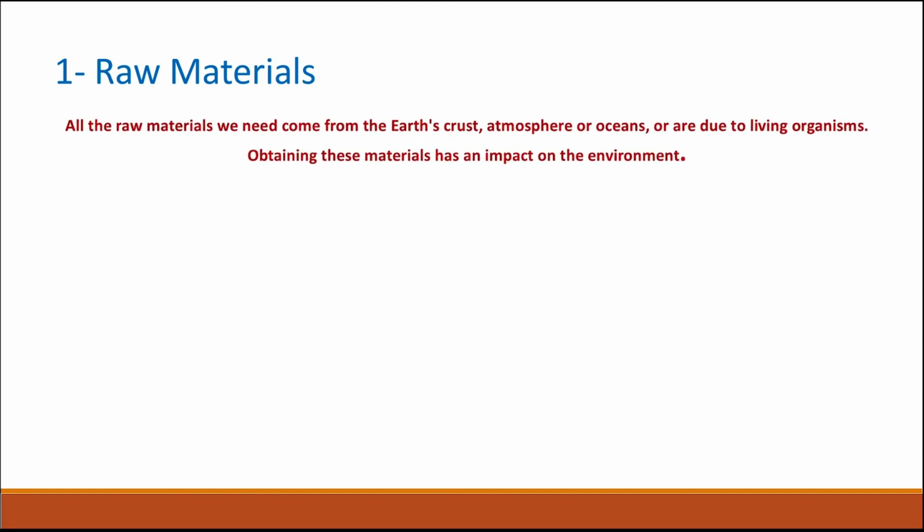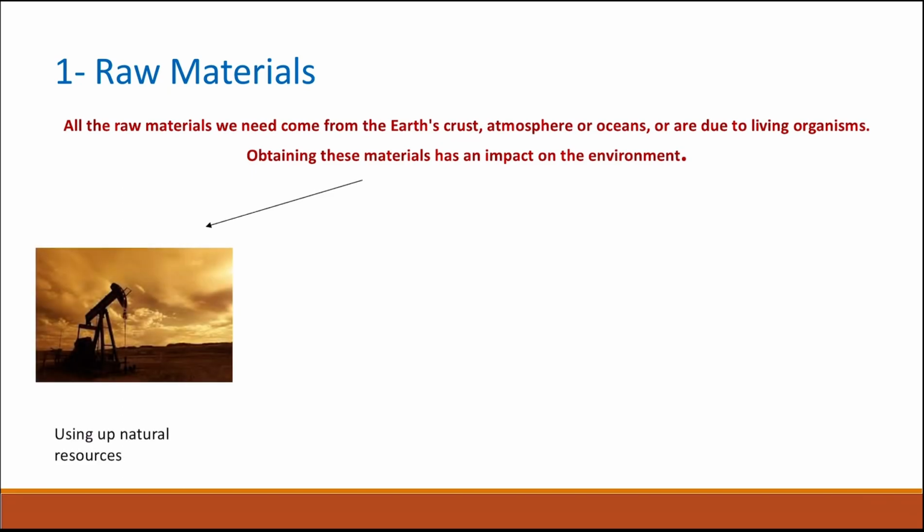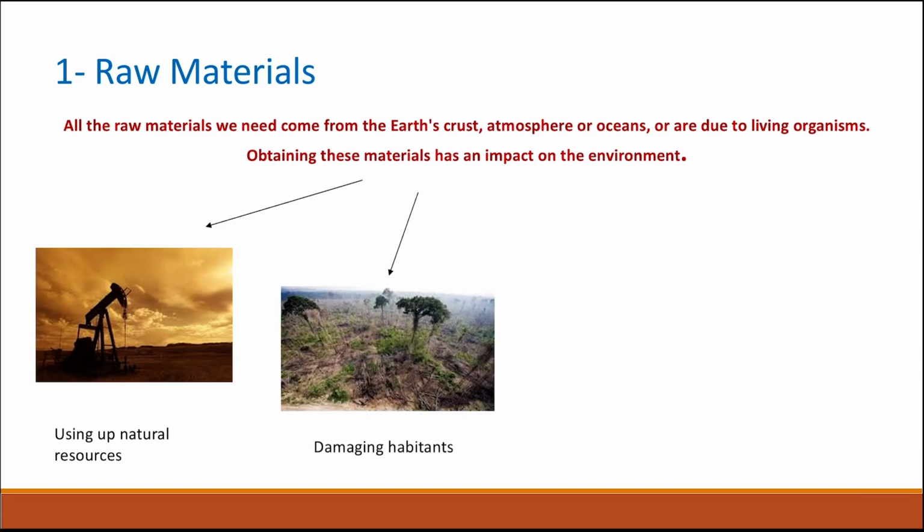Firstly, the raw material. All the raw material that we need will come from Earth's crust, atmosphere, or from the ocean, and are all due to living organisms. Obtaining these materials has an impact on the environment. First of all, the use of raw material. If we are using finite resources, we can use up natural resources. Also, the use of the different resources and the mining can do damage to the habitat.